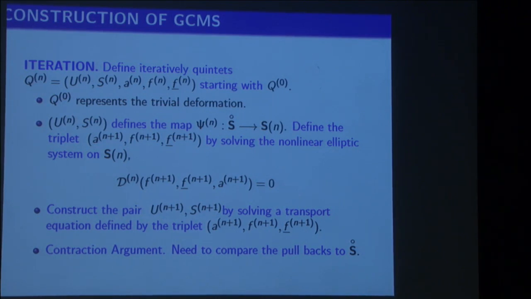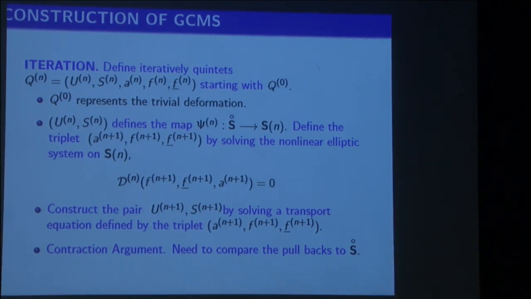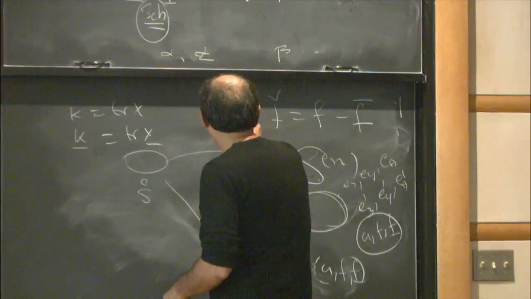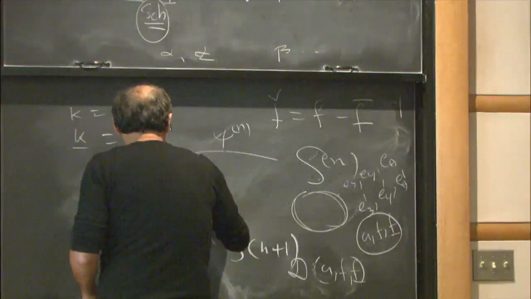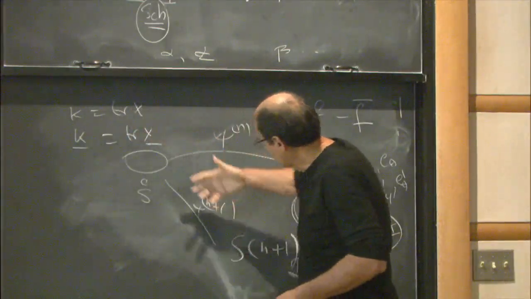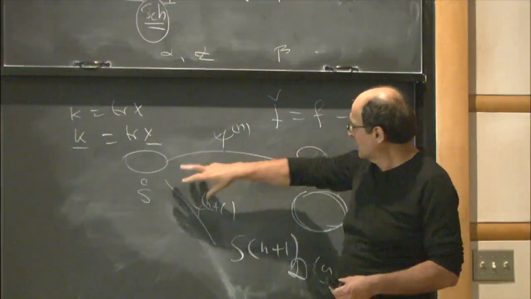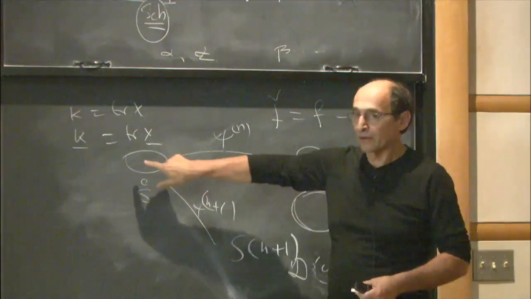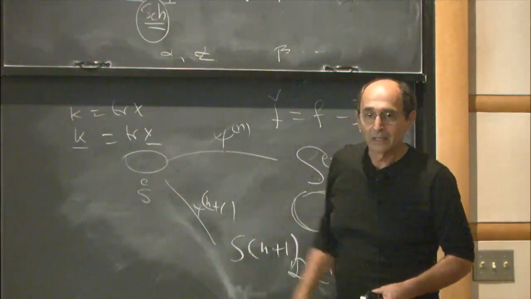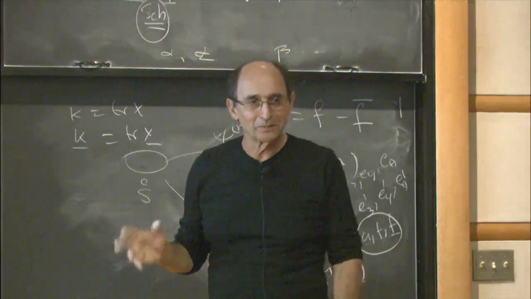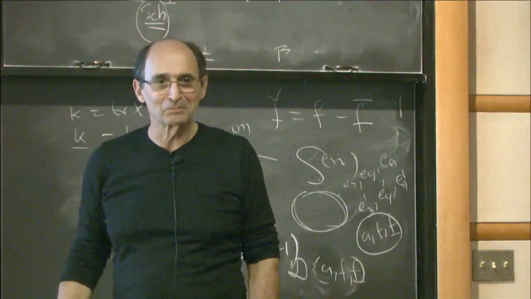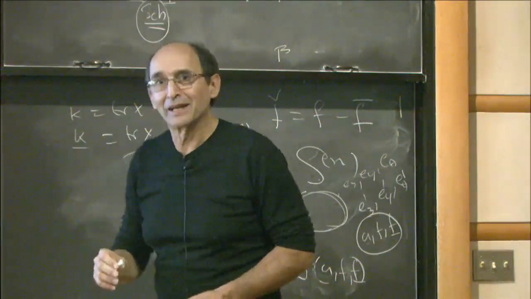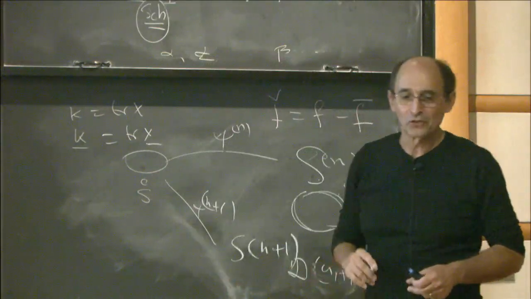compare all these things. And of course, you have to compare things which are defined on different spheres. So this is Sn plus 1. This would be psi n. This is psi n plus 1. And the only way to compare between this and this is that you have to pull everything back here and do the comparison here. And then you have to work a little bit hard. And that's it. But that's more or less. I apologize, I went 5 minutes over, so I stop.